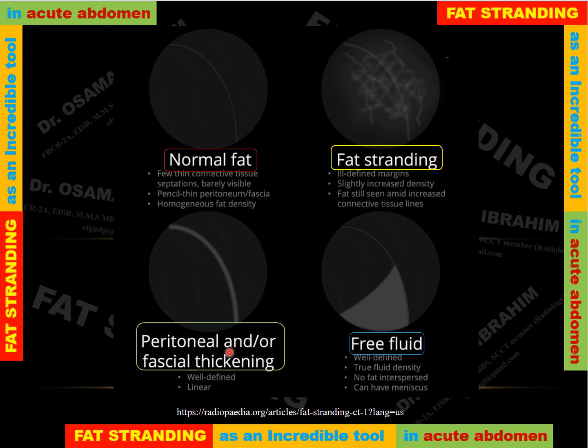The peritoneal and/or fascial thickening appears as a well-defined, thick, linear line like this. However, free fluid appears well-defined, with true fluid density on CT, no fat interspersed, and can have a meniscus like this.